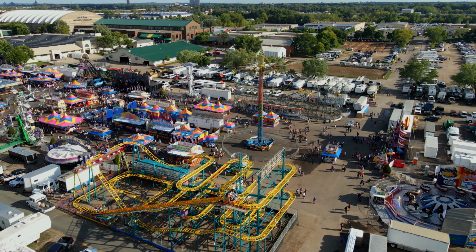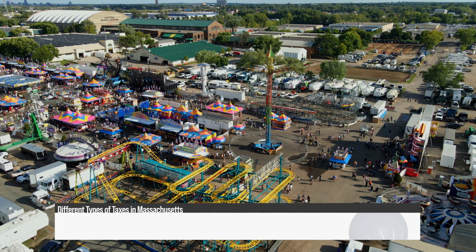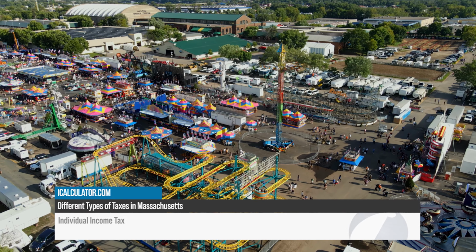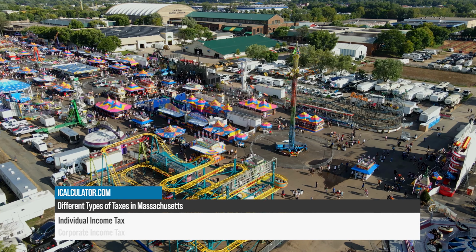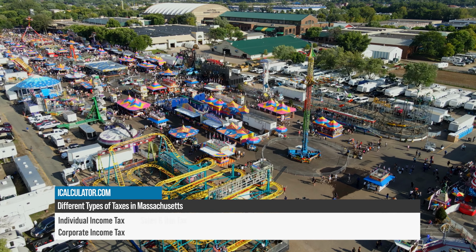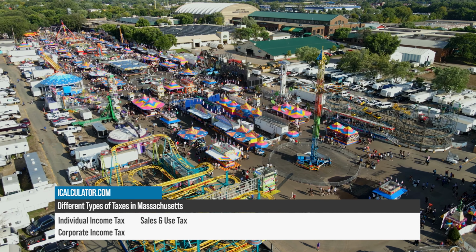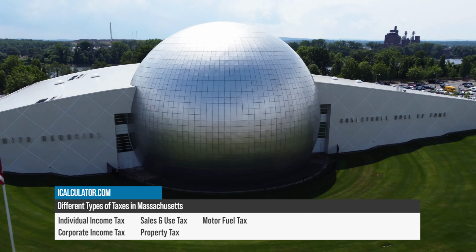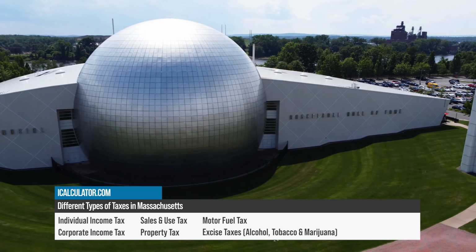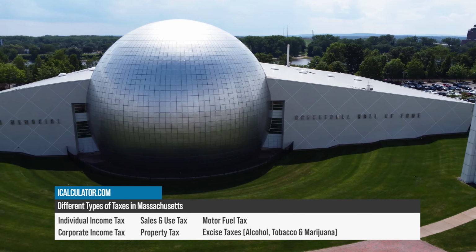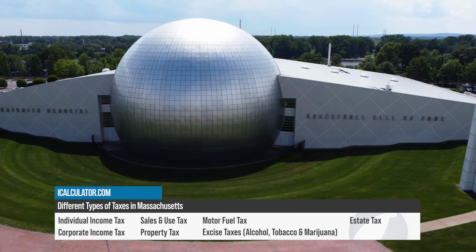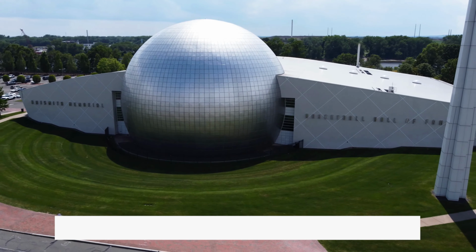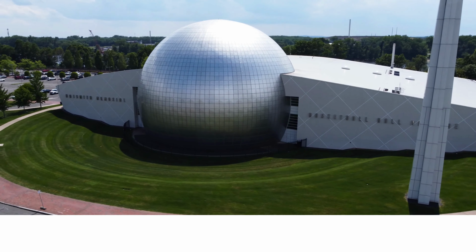First, let's take a look at the different types of taxes in Massachusetts. Individual income tax, corporate income tax, sales and use tax, property tax, motor fuel tax, excise taxes on alcohol, tobacco, and marijuana, and estate tax. Now let's take a look at these different types of tax in further detail.